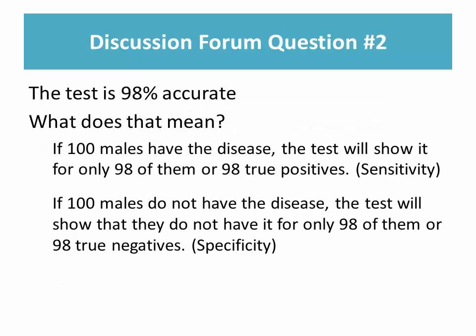Let's review the facts. The test is 98% accurate. What does that mean? If 100 males have the disease, the test will show it for only 98 of them, or you will have 98 true positives. This is referred to as the sensitivity of the test. If 100 males do not have the disease, the test will show that they do not have it for only 98 of them, or you will have 98 true negatives. This is referred to as the specificity of the test.